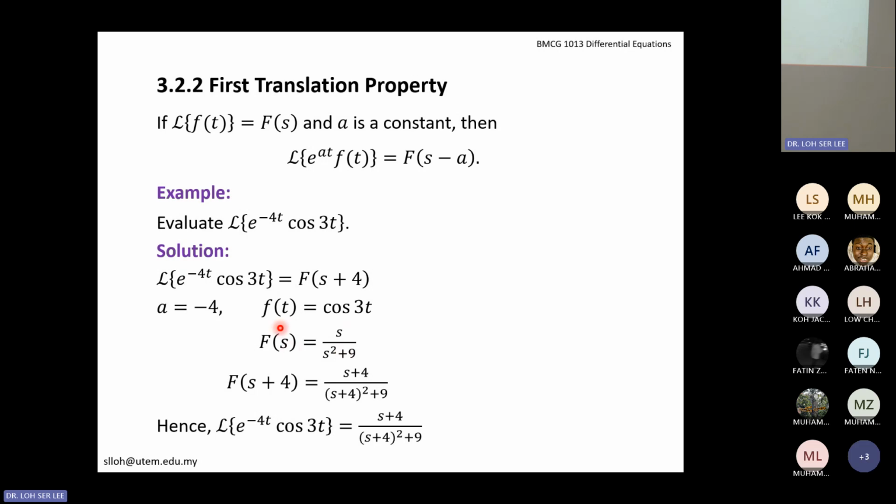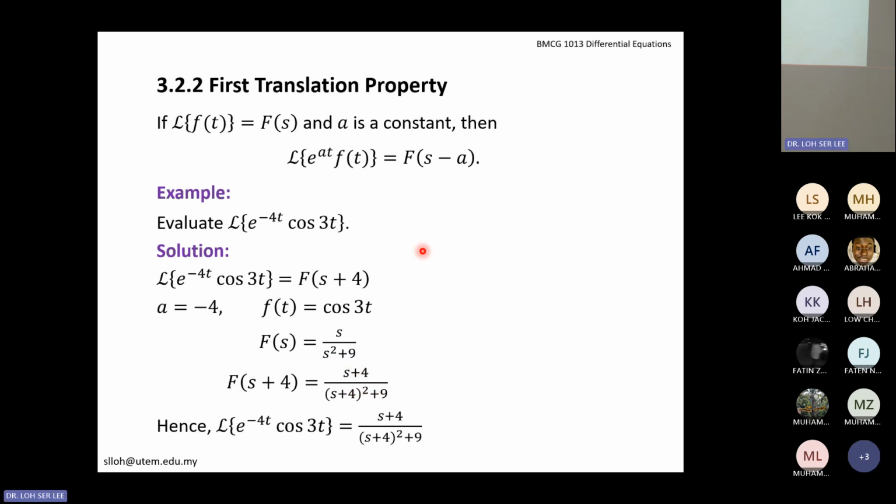Okay, but this is F(x). What we want is F(s+4). So we change all the s into s+4. This s into s+4, and this s also s+4, then only you square it. Okay, so this is the final solution.